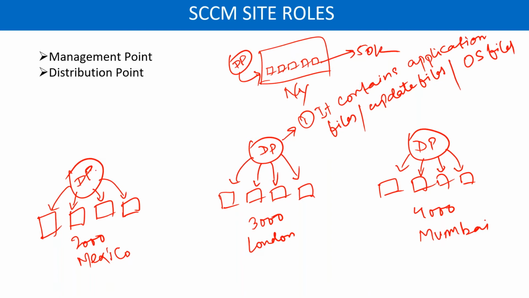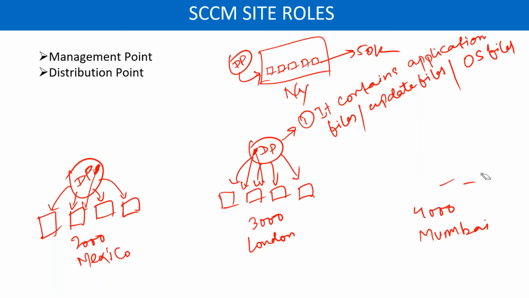Suppose Google Chrome needs to be installed on all the Mexico computers, so we will put the Google Chrome installer here, and it will be downloaded from here. All the machines will download from the London distribution point, all the machines will download from the Mumbai distribution point. So it contains the application files, update files, operating system files.